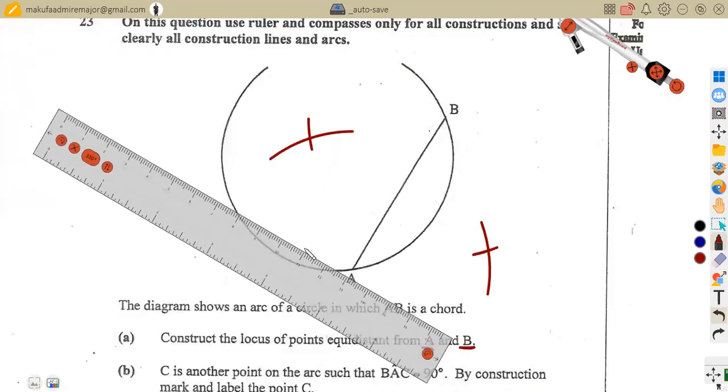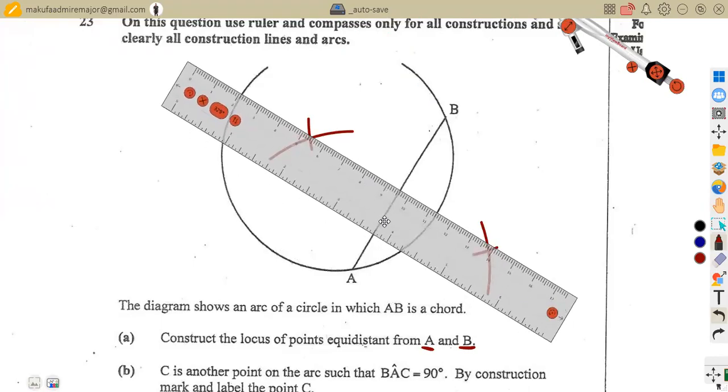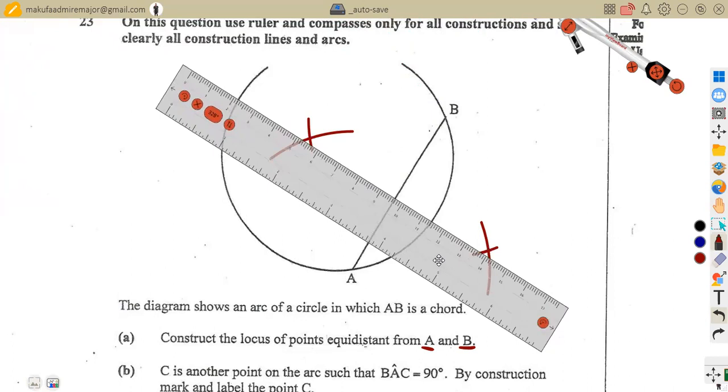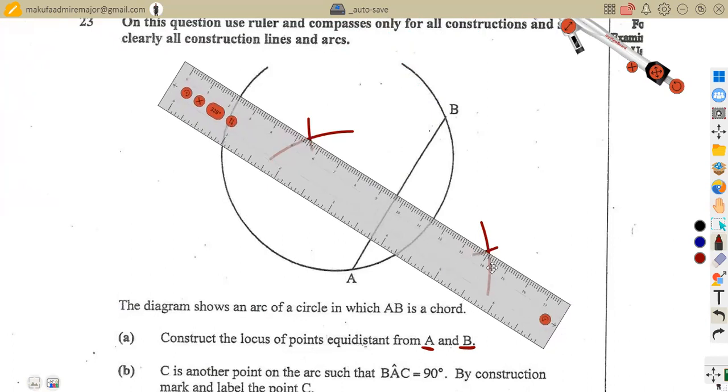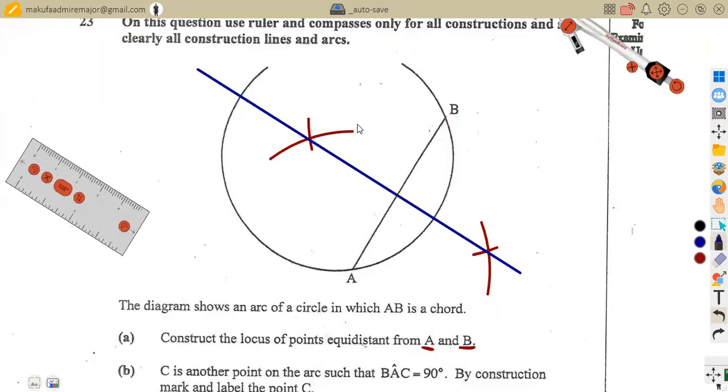I hope we are together on this part. So there, you're going to join the 2 points, that is where these 2 arcs meet. That is going to give us what? The bisector of the line. All right, just a little bit here like this. So just draw even outside, because you do not know what's going to happen on this question. Maybe it might affect what is outside of this.